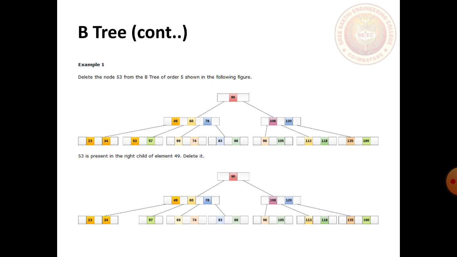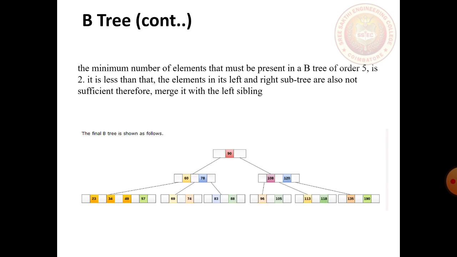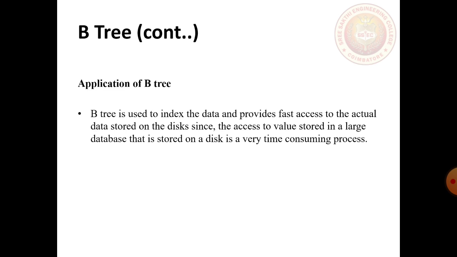Okay. Next we see how deletion takes place in a B-tree. In order to delete the node 53, which is the right child of the element 49, we need to satisfy the property that all nodes should have at least 2 children. For example, 49 holds 2 left children, but the right child is a single one, that is 57. So in order to solve this problem, those data can be merged together and displayed as a single node. This is what the final tree looks like after the deletion of the node 53.